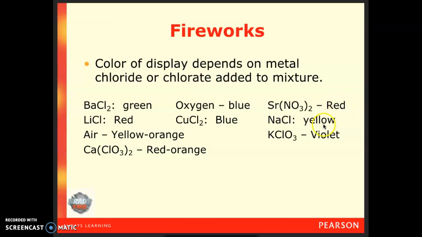Strontium gives red. Sodium gives yellow. Potassium gives violet. Calcium gives a red-orange color. If we release excess oxygen, it can make the flames feel more bluish. If we have a lack of oxygen, the flames will appear a little bit more yellowish.